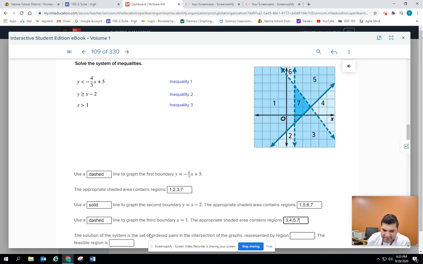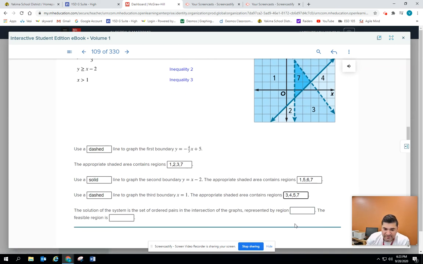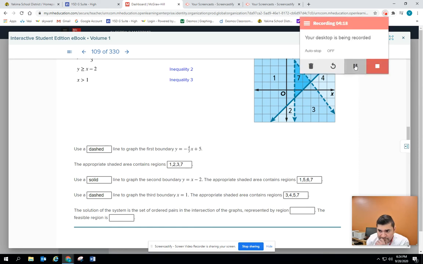Okay, the solution of the system is the set of ordered pairs in the intersection of the graphs, represented by region blank. The feasible region is, I'll give you guys a moment to think about that. Okay, the solutions of the system that qualify for all these equations is right in this region here. So this is region 7.